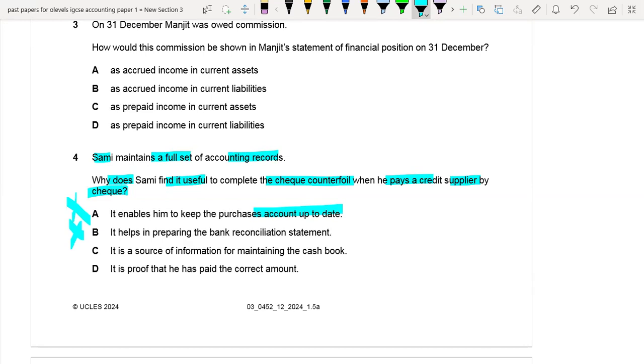It is a source of information for maintaining the cash. Yes, this is a source. This is a source document if you know about it. Check counterfoil, debit note, credit note, invoice, receipt. These are all source documents. It is proof that he has paid the correct amount. No, it is not proof, because it can happen that maybe you put the wrong amount on the check counterfoil. So the check counterfoil is something you can just keep as a source of information. Simple.